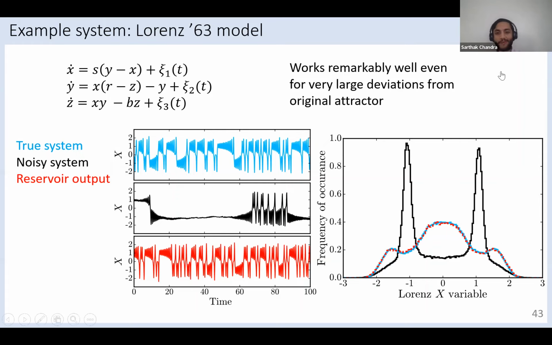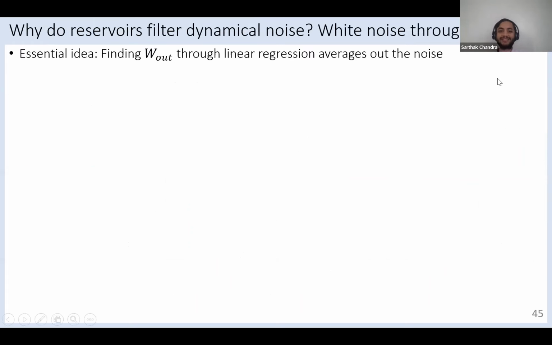Okay, so why in the world does this work, right? Why should a reservoir filter dynamical noise? Now, it turns out this is very interesting, and the analysis actually ends up depending on the time scale of the noise. So first, let's talk about white noise and why a reservoir computer should filter out white noise. Now, the essential idea boils down to the fact that W out, the output matrix that you compute in reservoir computing in the framework that I described earlier, was just through linear regression.